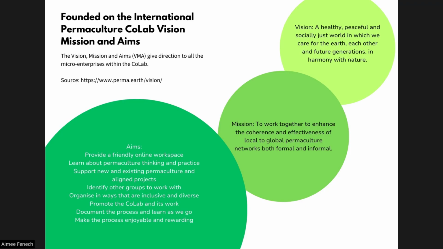If we are talking about a microenterprise in the CoLab, it has to be founded on International Permaculture CoLab vision, mission, and aims. What does this mean? It means that the freelancers who are getting together to form this new enterprise have to have the same vision within the CoLab as the CoLab. And currently the vision for the CoLab reads: a healthy, peaceful, and socially just world in which we care for the earth, each other, and future generations in harmony with nature. So this is the basis on which these micro-enterprises operate.